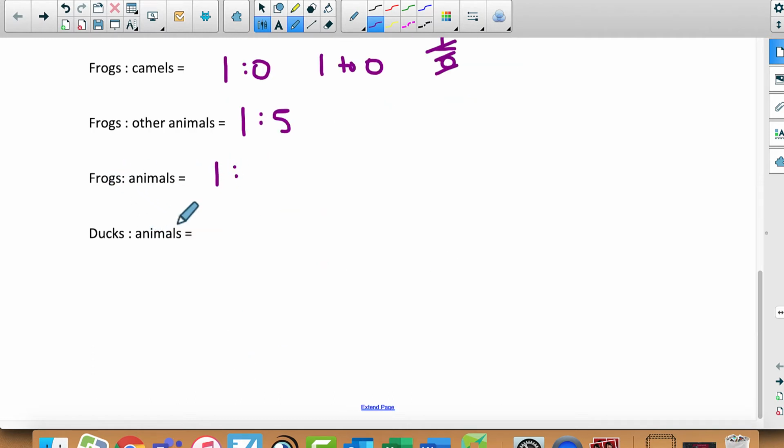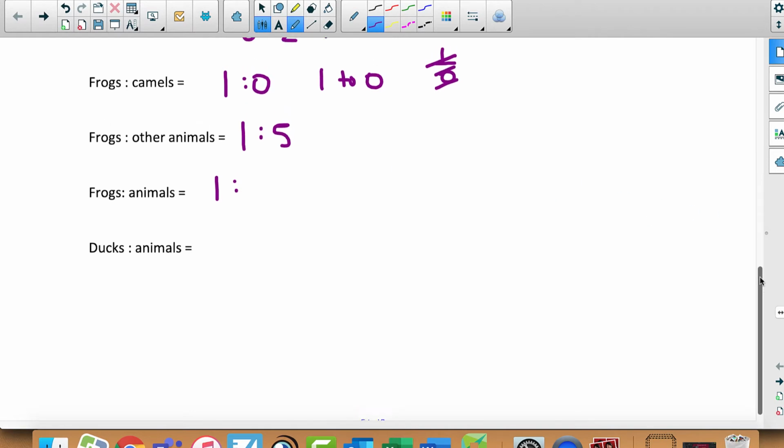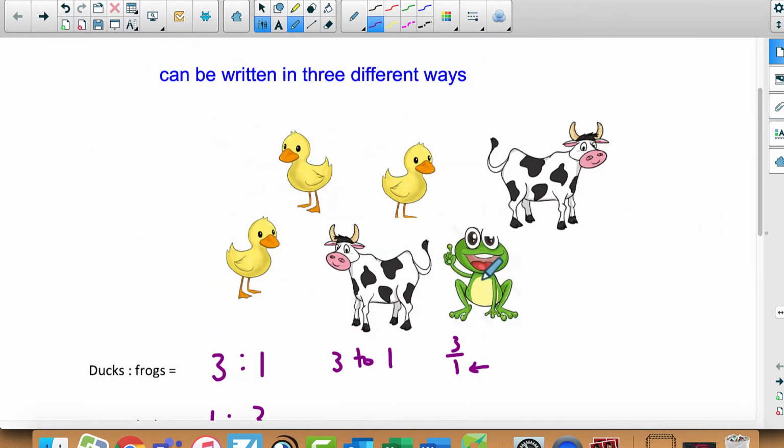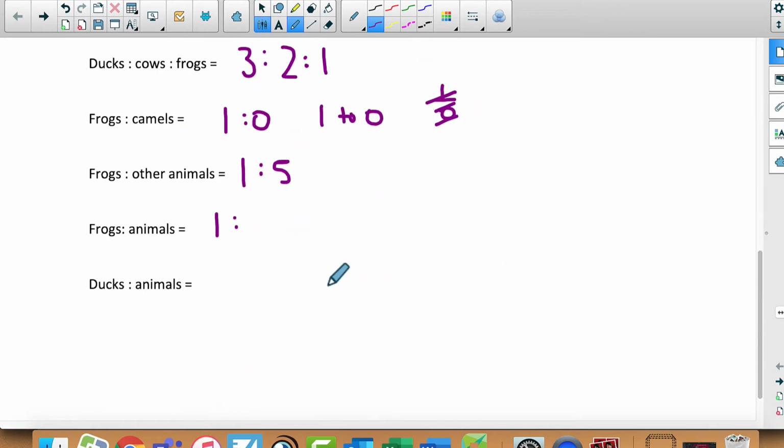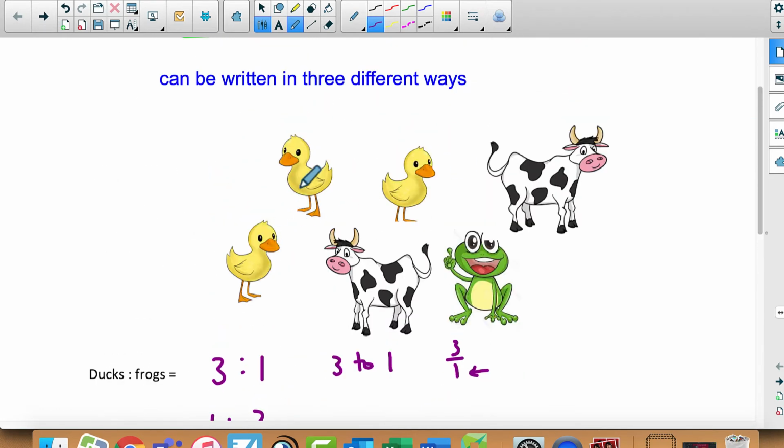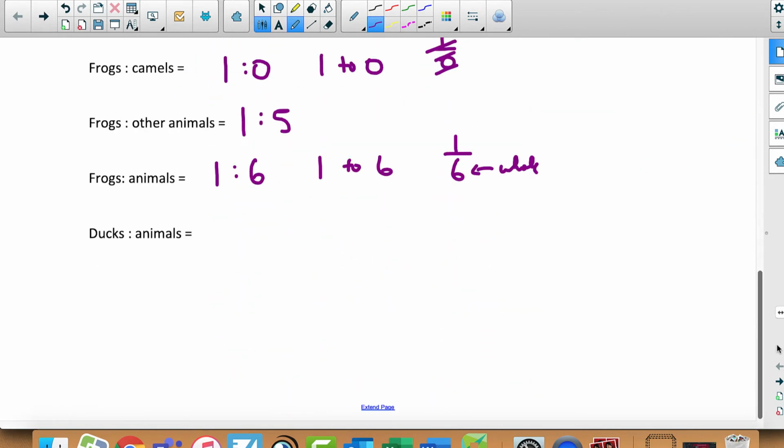So the number of frogs is 1. When it says animals, it means all animals, like the whole number of animals. And that includes the frog. So you have to count the frog as well. So 1, 2, 3, 4, 5, 6. We include the frog in this case, and you get 6. So you could put 1 to 6, and you could definitely write 1 over 6 in this case, because remember, in a fraction, the bottom number refers to a whole, and that's exactly what the 6 is. It's the whole amount of animals. Okay, ducks to animals. So ducks, 1, 2, 3, and animals, we already counted them all up, there's 6.